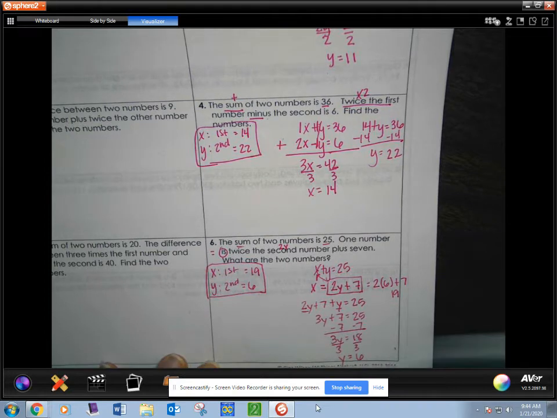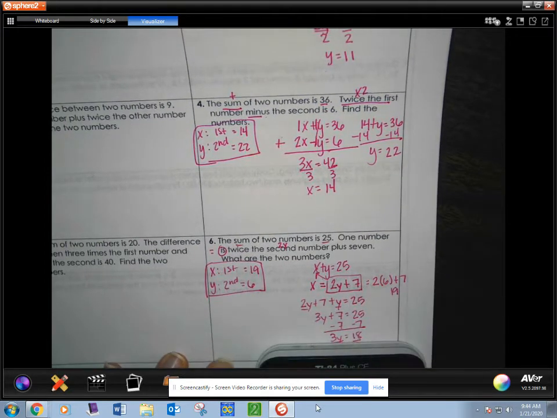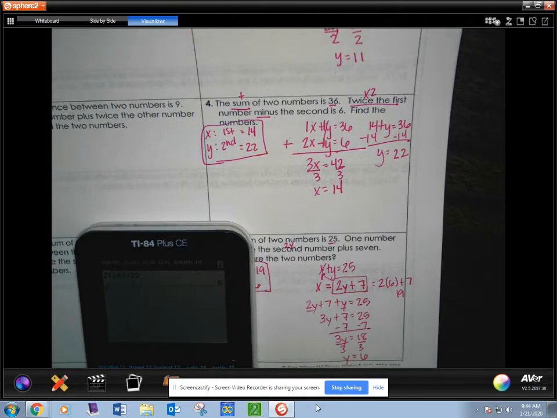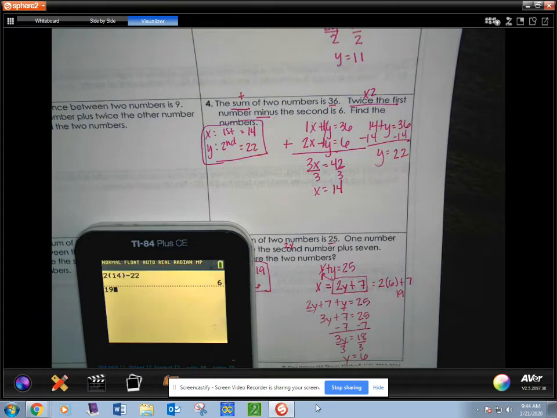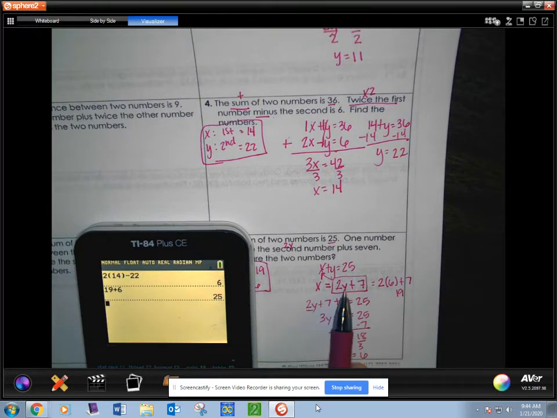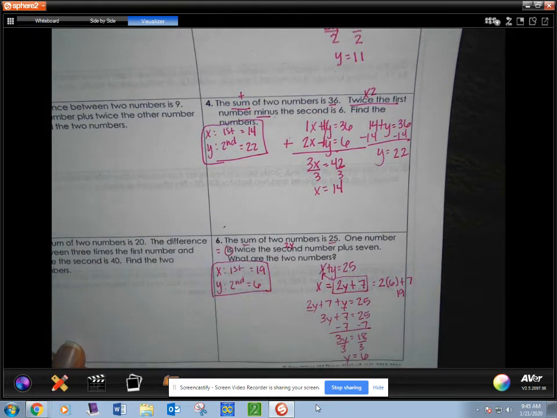Now I'm going to check my answers with my two equations. So I'm going to do x was 19 plus y was 6. I should get 25. And then since this is an x equals, we're not going to use x. We're going to only use y. We're going to do 2 times y, which is 6, plus 7. And I should get what x is. And x is 19, which I do, so that works. Okay, we're going to flip to the back now.